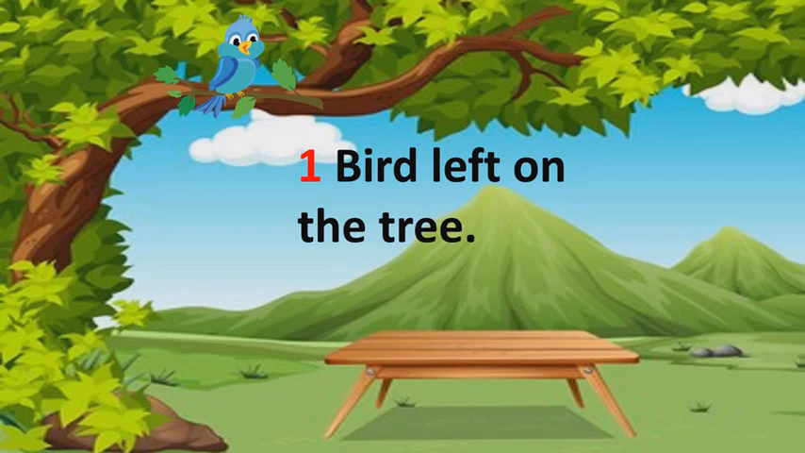Now you can see in this image that only one bird is left on the tree. We can see only one bird is sitting on the tree. That means only one bird is left. Out of 2, one flies away, one is left. 2 minus 1 is equal to 1. Out of 2, now only one is left on the tree.